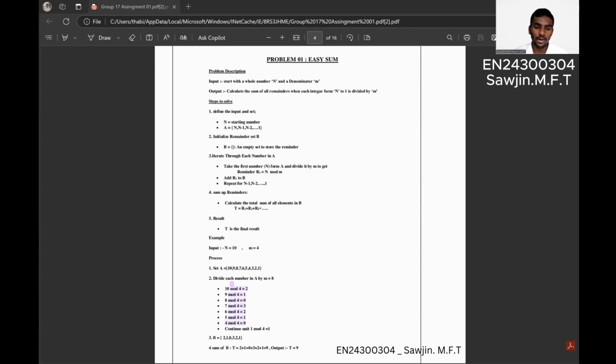Step 4. Add all remainders. For example, the remainders are 2, 1, 0, 3, 2, 1 down to 0, and their sum is 9. The final answer is 9.